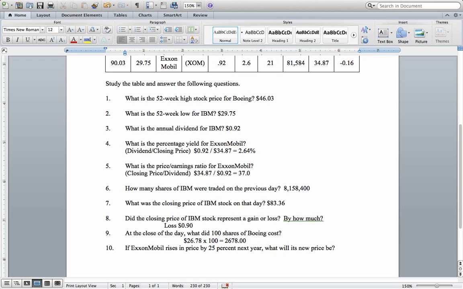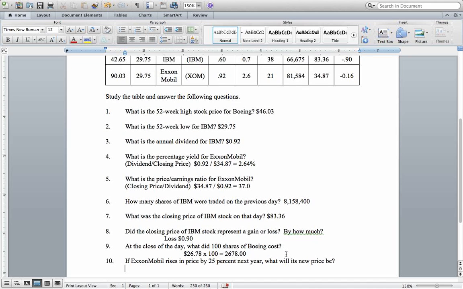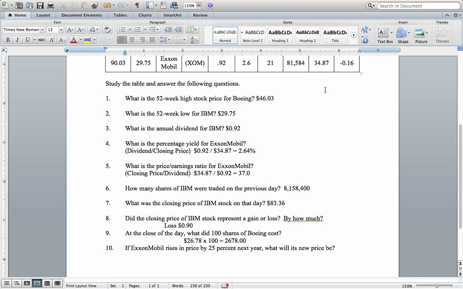Then on the last one, if it rises by 25% next year, what will the new price be? We've got to come up and see what ExxonMobil closed for, $34.87. If it's up 25%, we could calculate that by doing 34.87 times 0.25 and then adding those numbers together. But if we take it times 1.25, so 34.87 times 1.25, that will include this number plus the increase. So our share price is going to be $34.875. Since the third decimal number is 5, we've got to account for that. So it's going to be $43.59, not $43.58. If you don't round correctly, then it's going to be wrong.